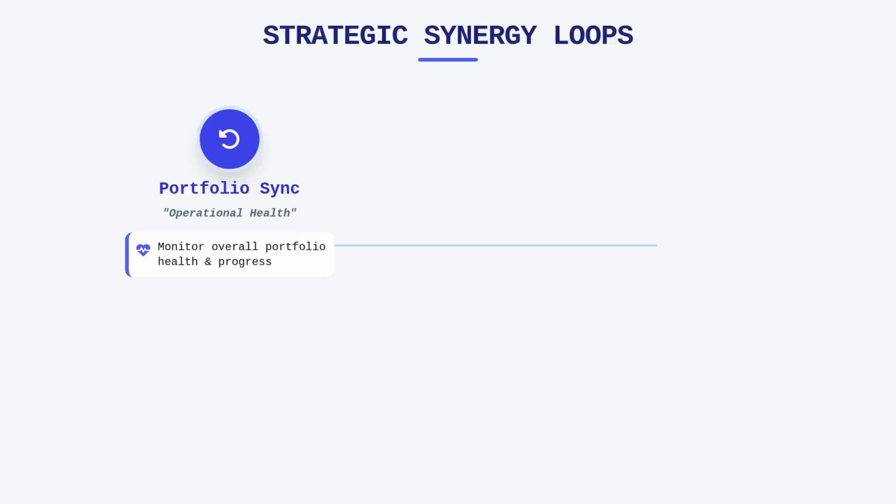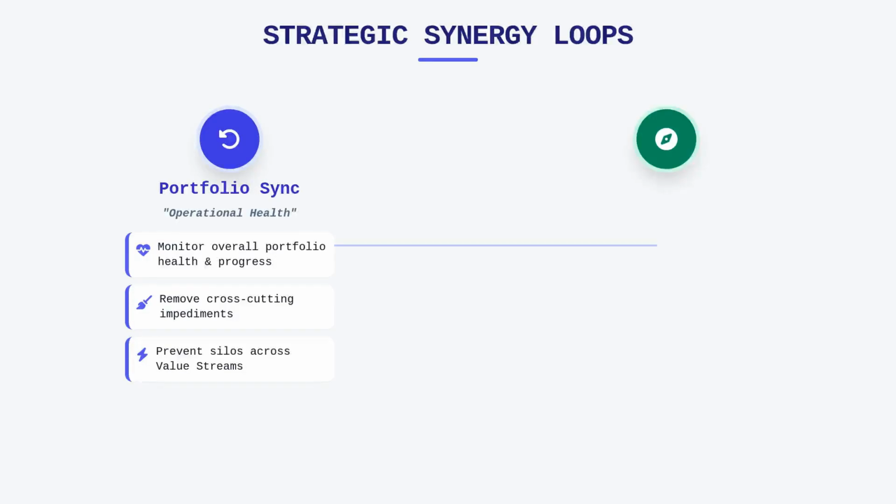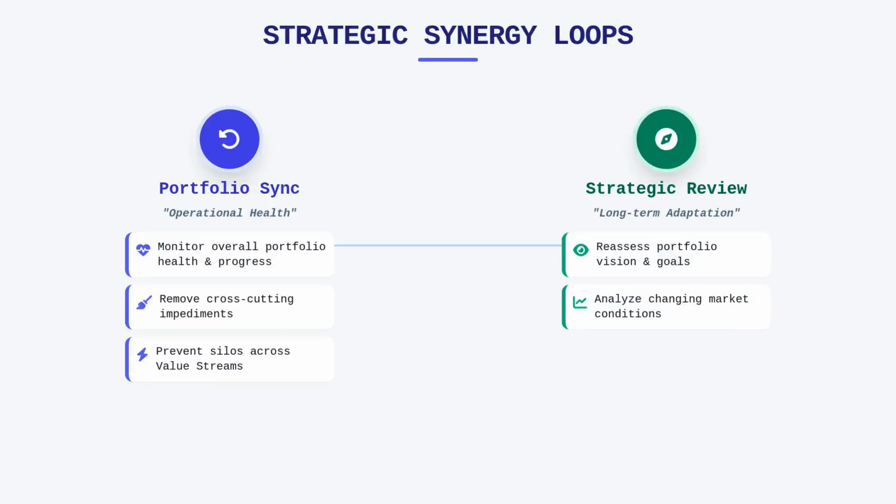To maintain this synergy, we rely on two primary feedback loops: the portfolio sync and the strategic portfolio review. The portfolio sync is a recurring event where the focus is on the health of the portfolio, the progress of various initiatives, and the removal of cross-cutting impediments that slow down multiple value streams. On the other hand, the strategic portfolio review is a monthly or quarterly activity that shifts the lens to long-term adaptation, reassessing the portfolio vision and considering new investment opportunities in light of changing market conditions.